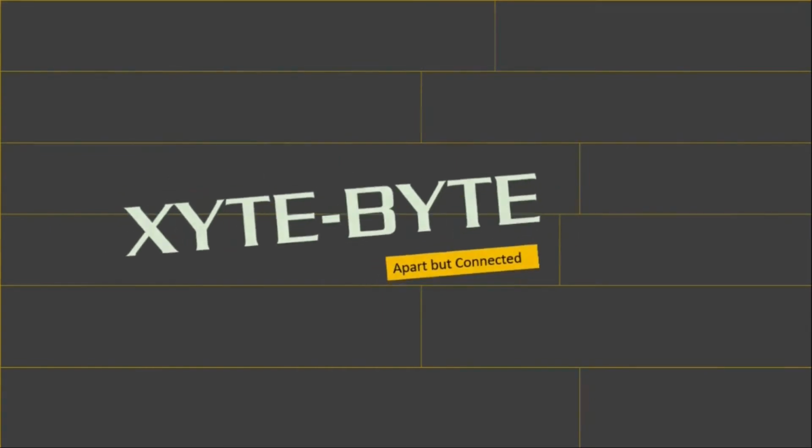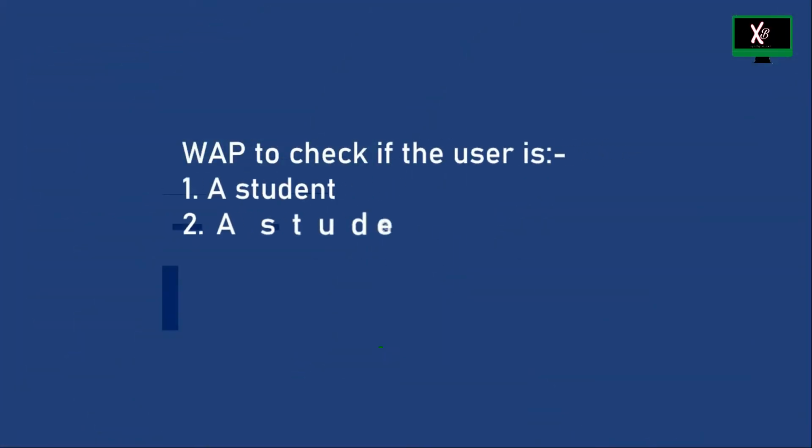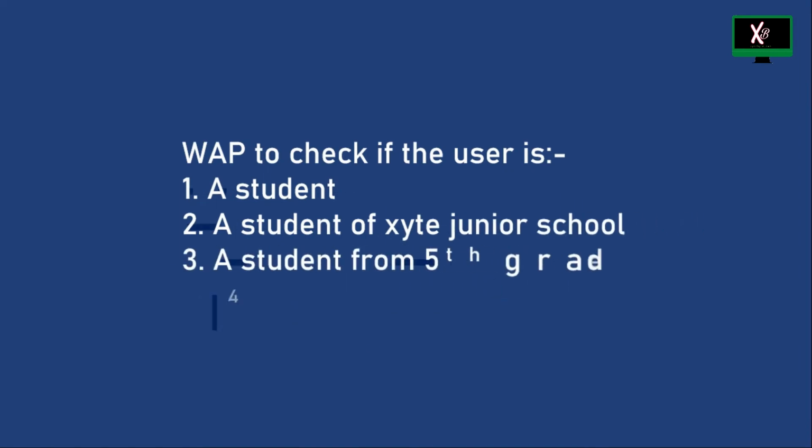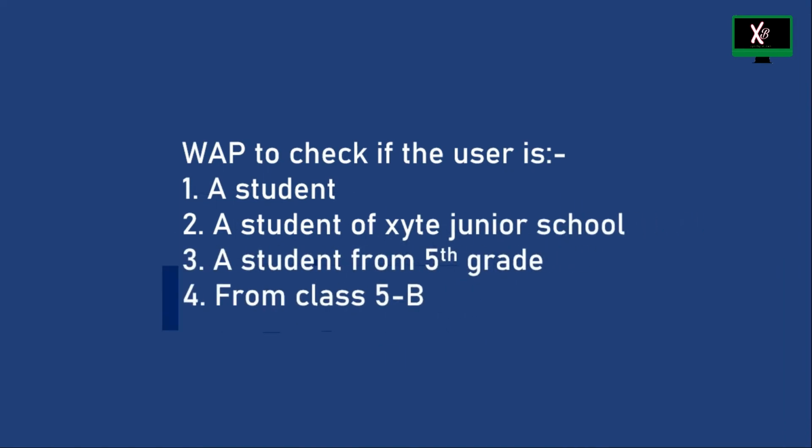Alright, so the question is something like this: write a program to check if the user is a student, then a student from Excite Junior School, then third, a student from 5th grade, and the fourth, from class 5B. So what this actually means is these are not separate if statements. These are if statements combined in one if statement. What I'm about to say is simply nested if. So let me just show you this part.